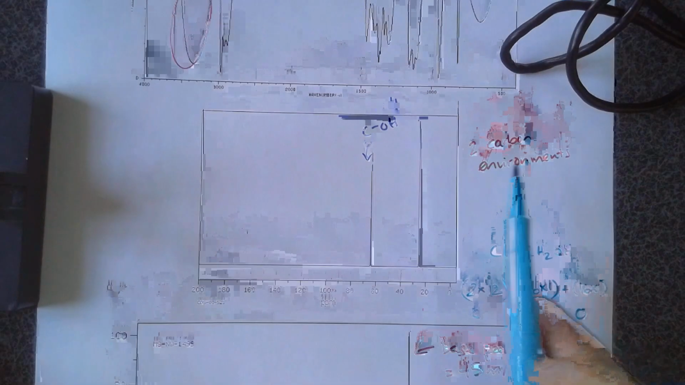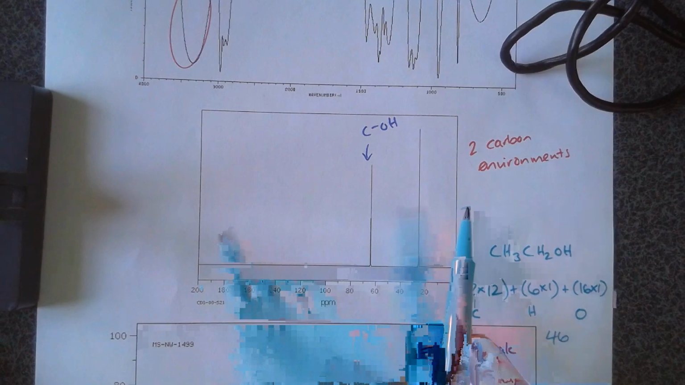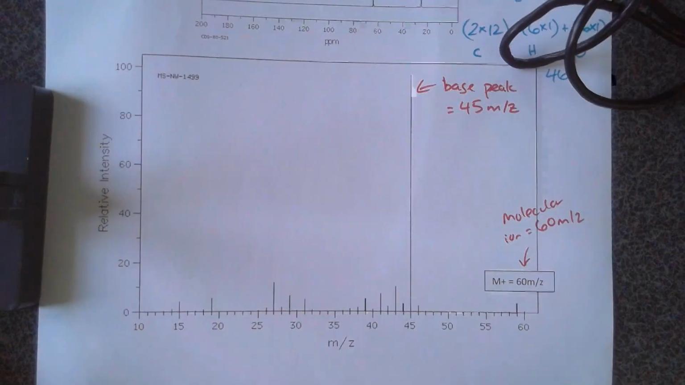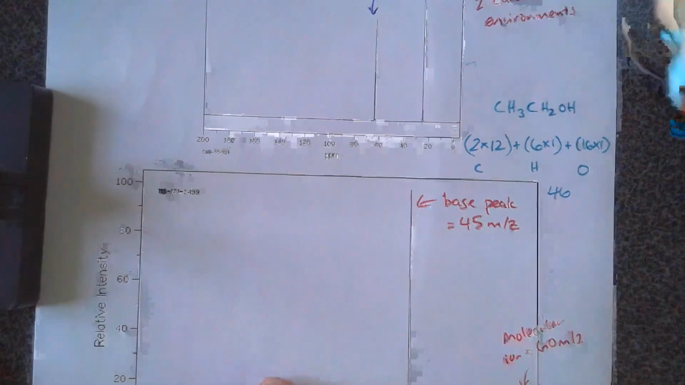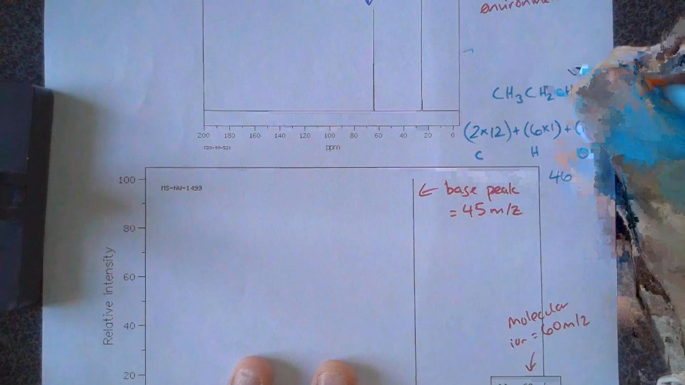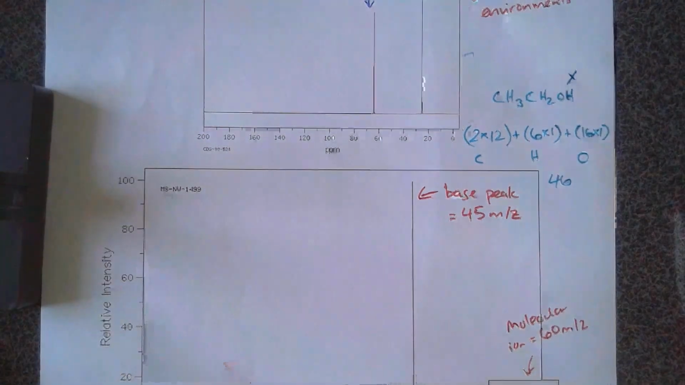Because we see that there's 2 carbon environments for the CMMR, but the mass spec is 60. So it has to equal 60. Whatever my mass is, it needs to equal 60. So it's not this formula, is what that's telling me.